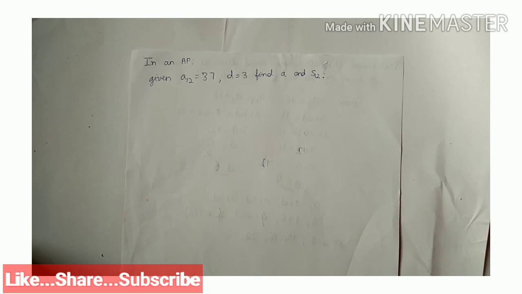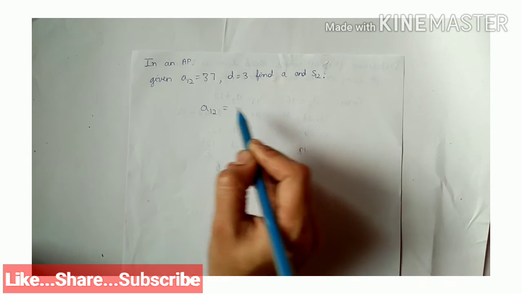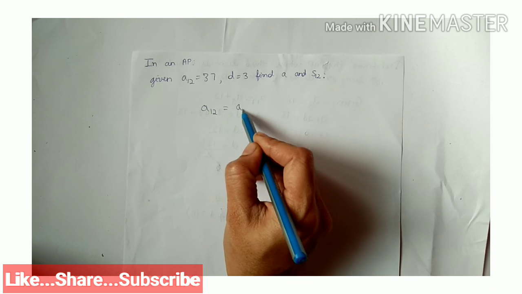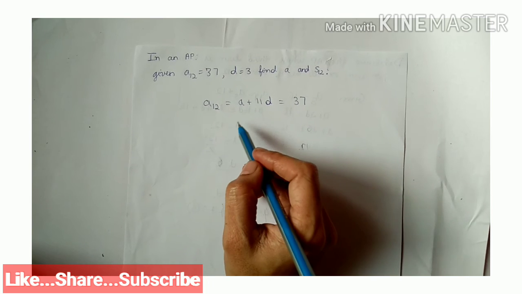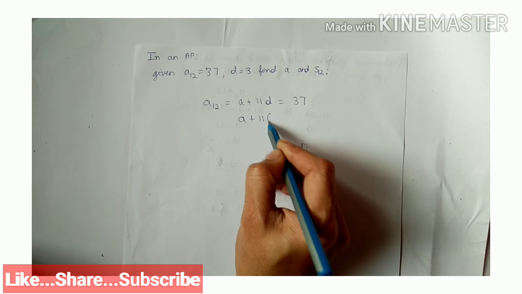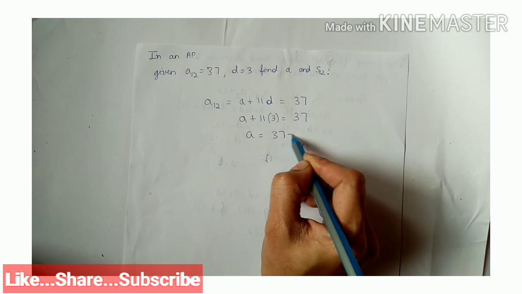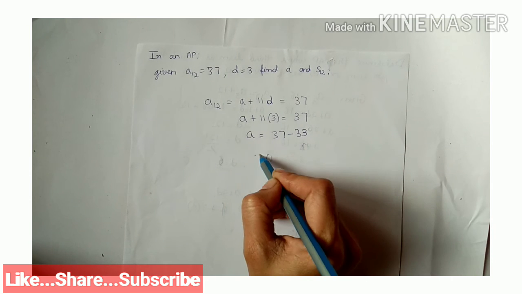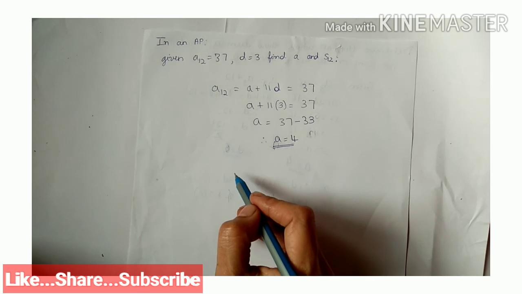Next example, in an AP given a12 is equal to 37. The 12th term of the AP is 37, d is equal to 3. Find a and S12. a12 is equal to a plus 12 minus 1 into d. a plus 11d is 37. a plus 11 into d, 3, is equal to 37. a is equal to 37 minus 33. 37 minus 33 is 4. Therefore, a is equal to 4, the first term.